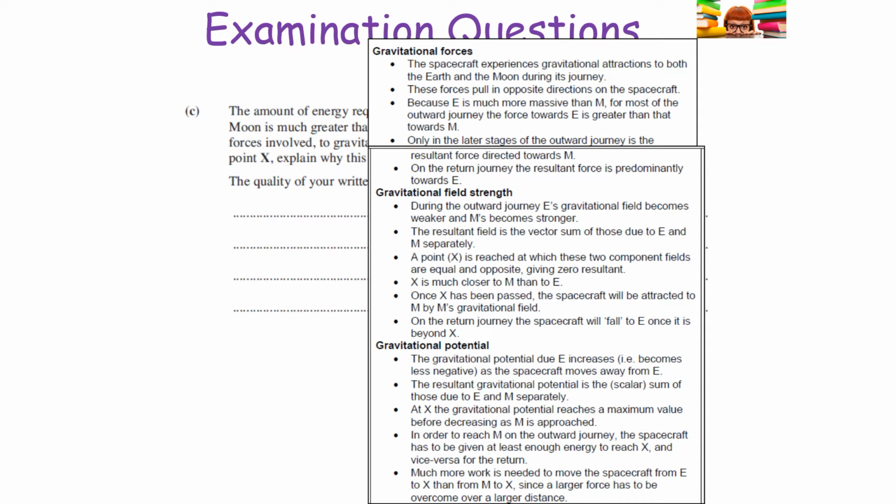Much more work is needed to move the spacecraft from the Earth to point X, because it's a much further distance away, so there's a larger force to overcome. It will be less from the Moon to X, because the Moon produces a smaller gravitational field as it has less mass, so you need less force to overcome that to reach point X, then be encountered with the Earth's gravitational field and be attracted towards it.